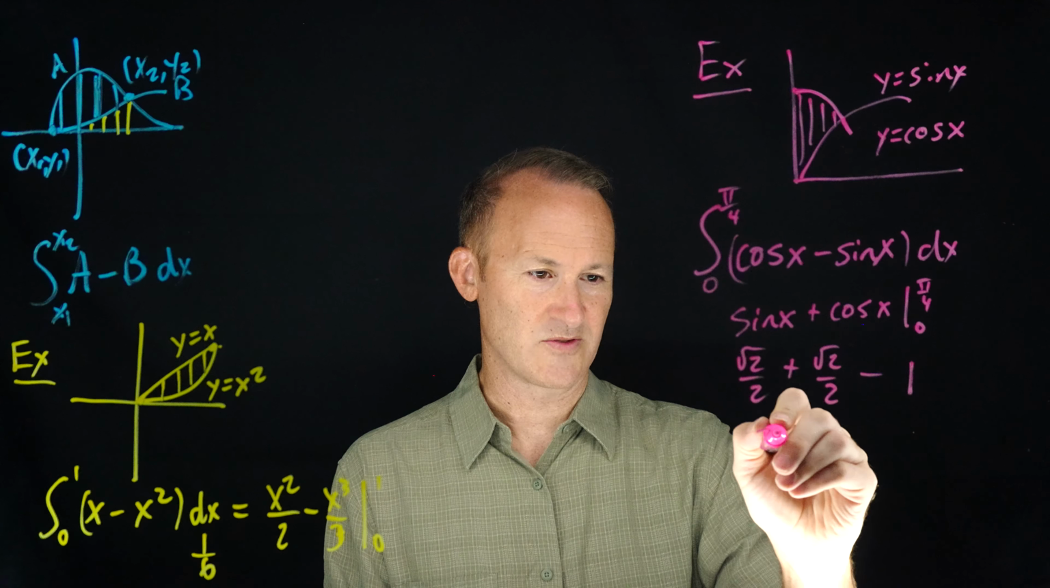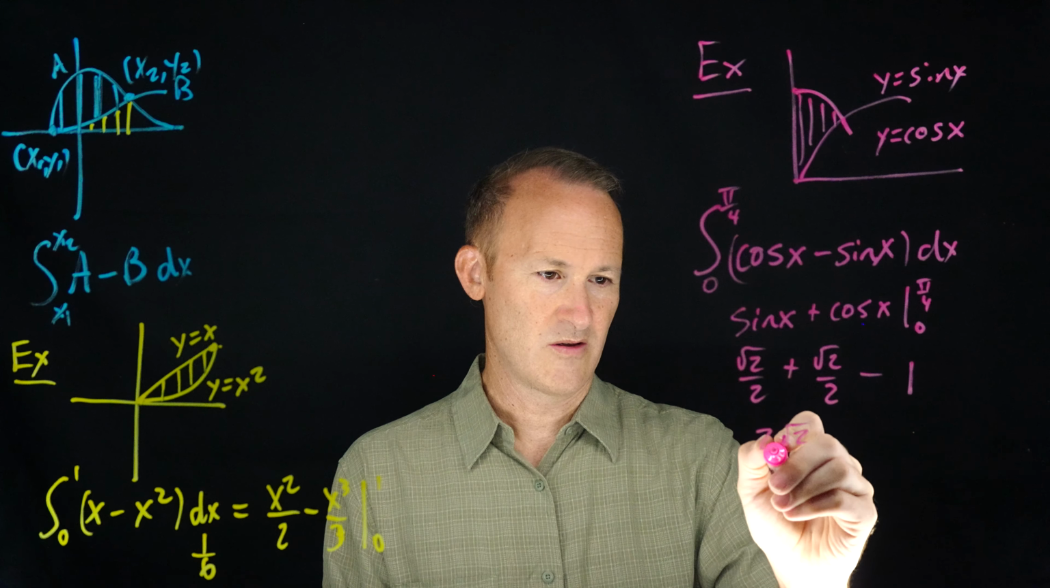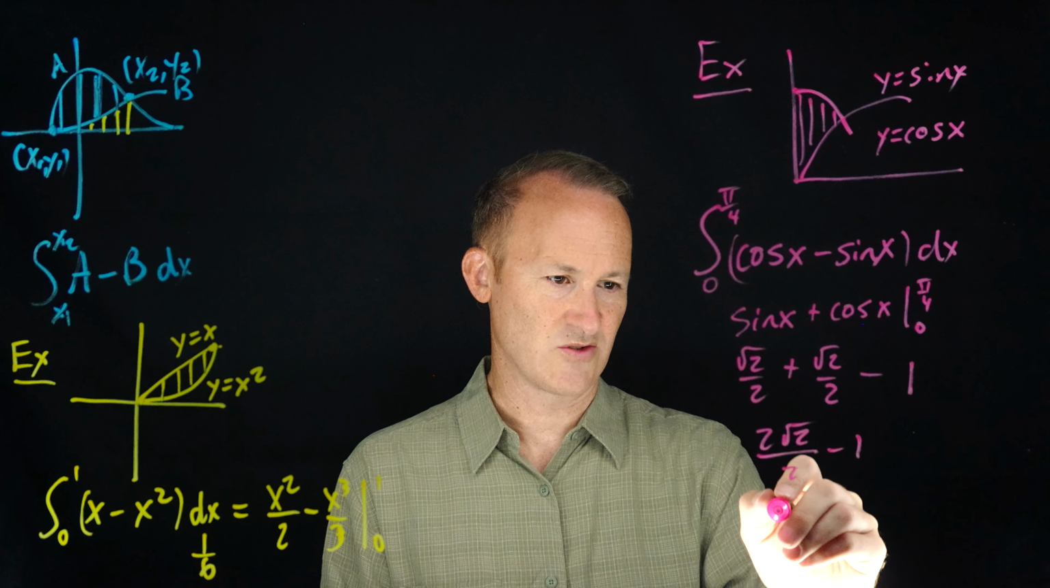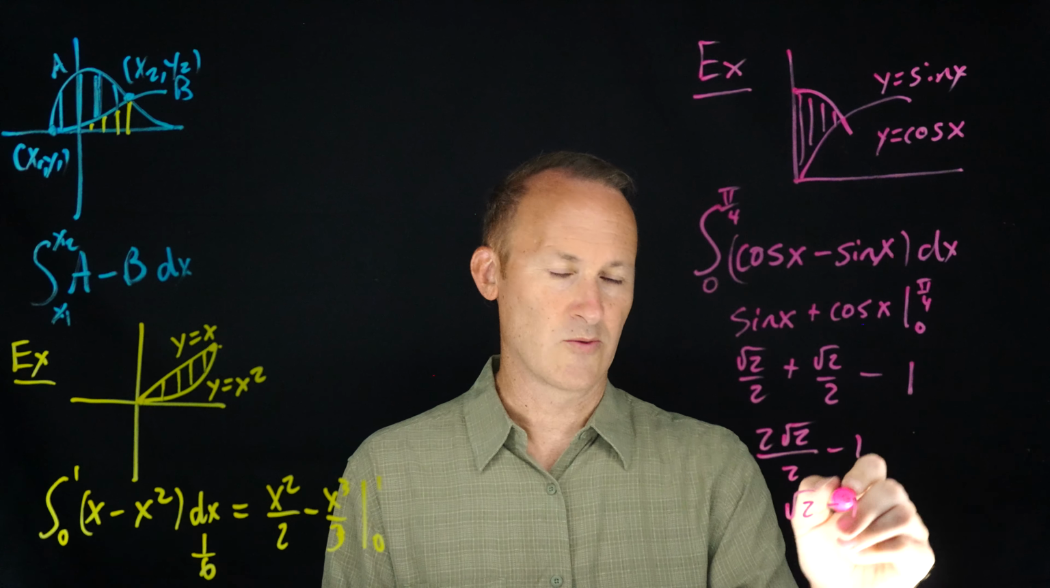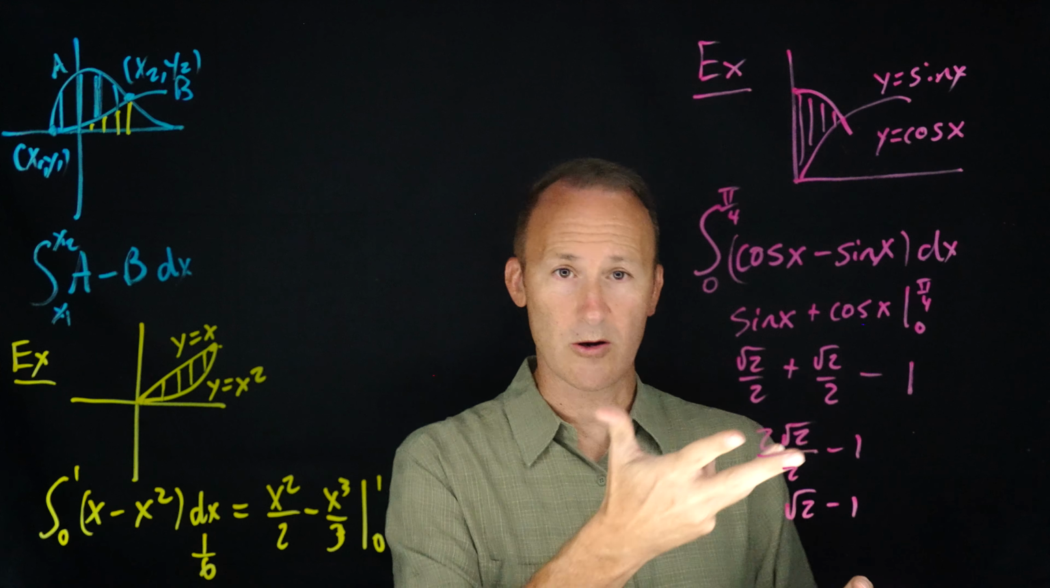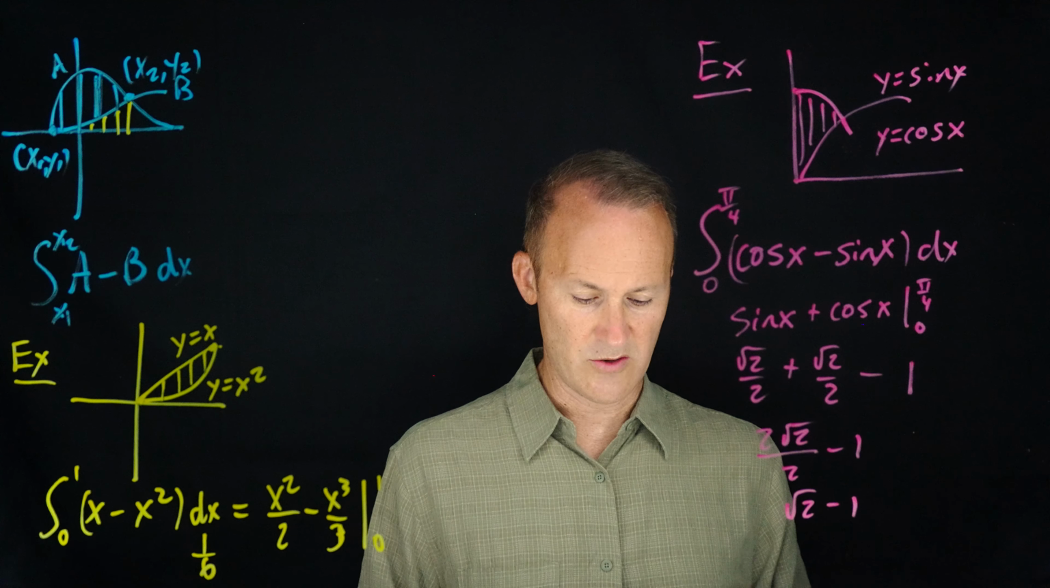And so here, you've got two of them, so we get 2 root 2's, and that's actually just root 2 minus 1. And root 2 is about 1.4, and so that is greater than 0. Okay, so pretty cool.